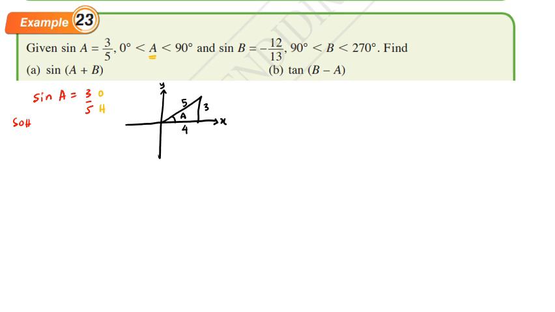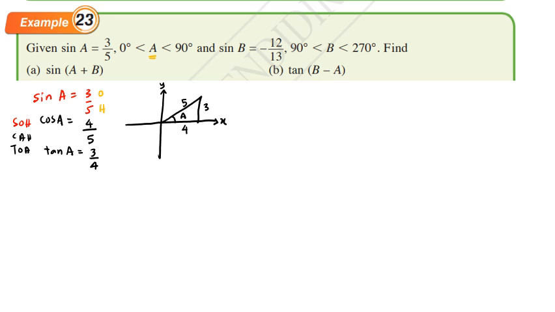Okay, so kita dah dapat untuk sin. Cari untuk cos. Cos A is adjacent over hypotenuse. Okay, cos A is adjacent 4, divided by hypotenuse 5. How about tangent A? Opposite is 3, adjacent is 4. Okay, settle for A.